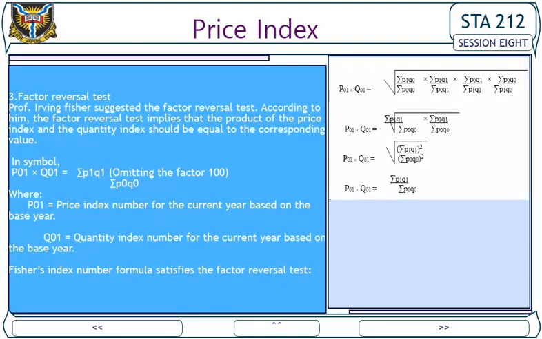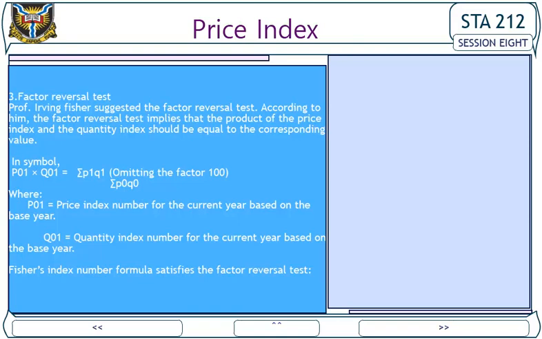3. Factor reversal test. Professor Irving Fisher suggested the factor reversal test. According to him, the factor reversal test implies that the product of the price index and the quantity index should be equal to the corresponding value ratio, omitting the factor 100, where P01 is equal to price index number for the current year based on the base year, Q01 is equal to quantity index number for the current year based on the base year. Fisher's index number formula satisfies the factor reversal test.